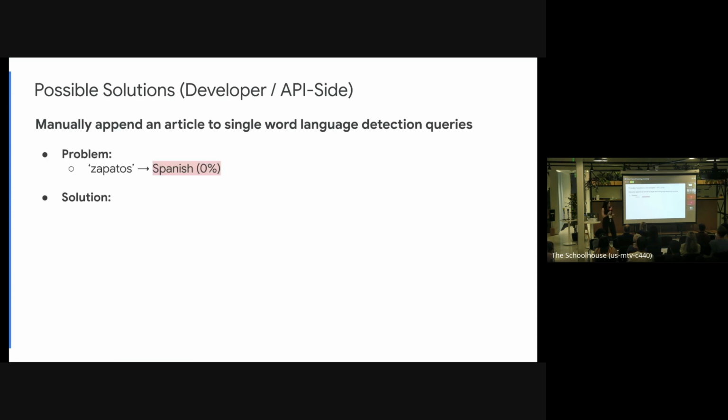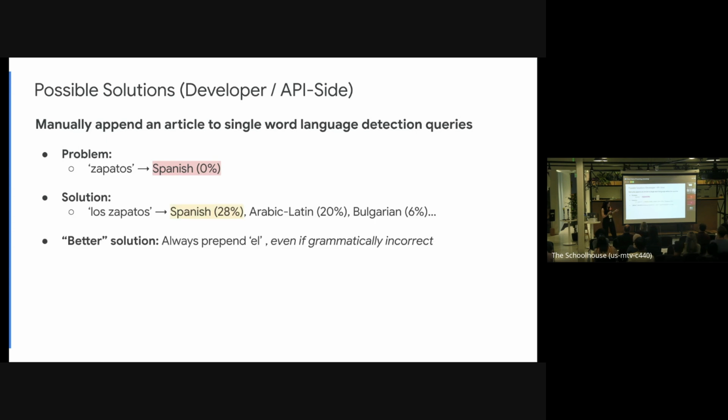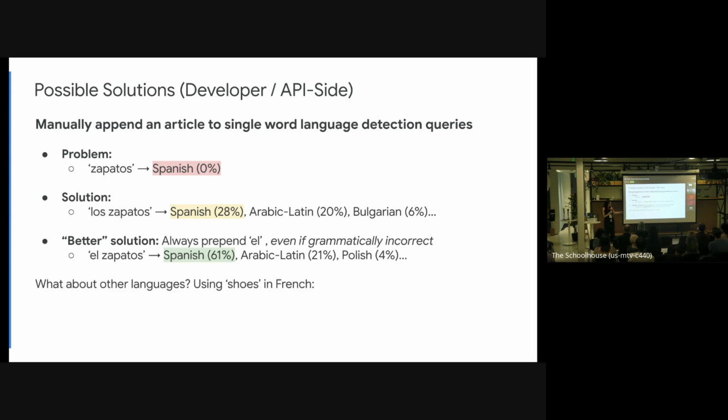You're familiar with the problem. You append the correct article. We got 28%, that's better than 0. But we discovered through testing that if you just always append "el" to a given singular Spanish word, it really, really works. 61%.